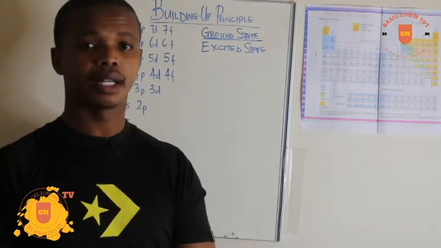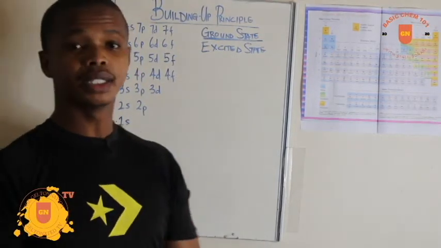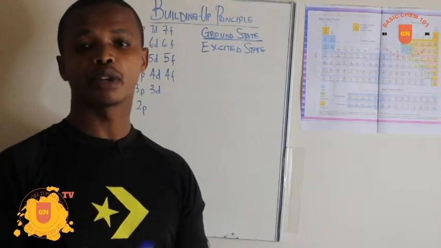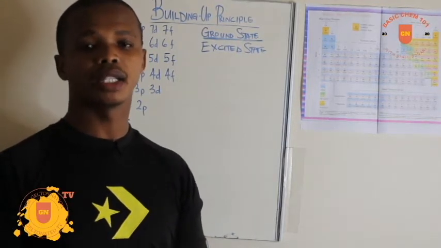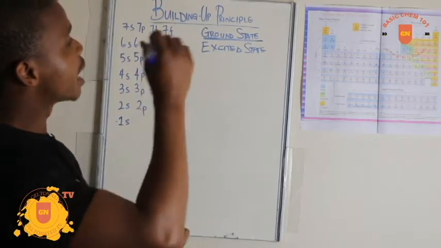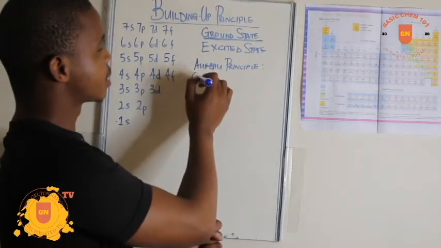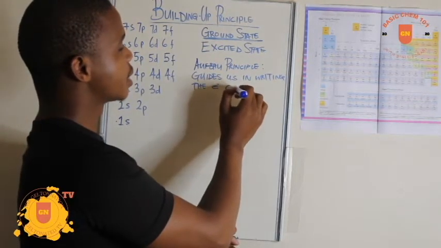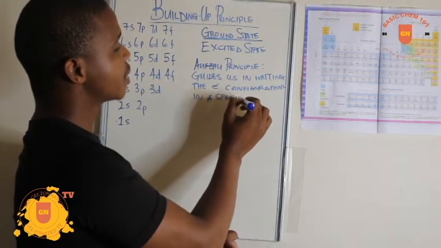And that's because the ground state on its own helps us in knowing chemical properties of most atoms. So the building up principle guides us in writing the electron configurations in a specific order.